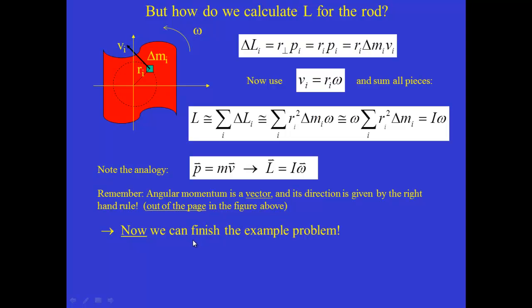What we've done here is define a vector definition for both torque and angular momentum, and we've shown that there's a new conservation law. If you've got a rotating system and there's no net external torque on it, then the angular momentum stays the same. And so what I will do when we meet in class is finish up the example problem using the law of conservation of angular momentum.